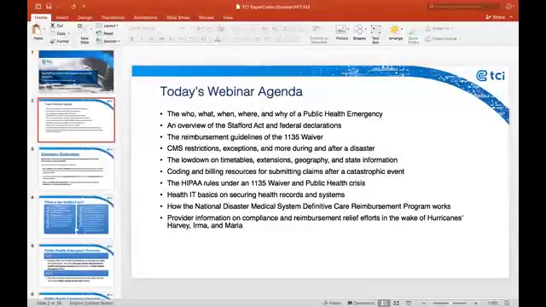Also, we will offer provider information on compliance and reimbursement relief efforts in the wake of Hurricanes Harvey, Irma, Maria, Nate, and also the California wildfires.